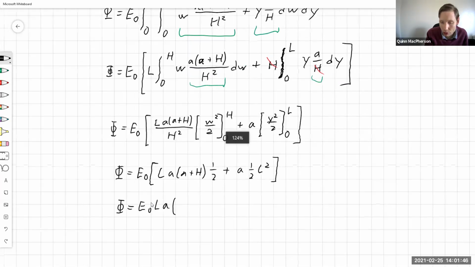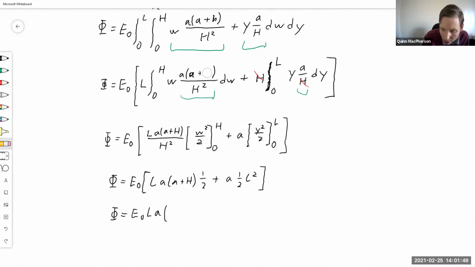I just realized something. I switched h's back here. This should be little h, little h, little h, like that. Sorry about that. So when I pull that out, I can also pull out a 1/2. Both of the terms have a 1/2, so I get 1/2 (a plus h plus L). And that's the answer.